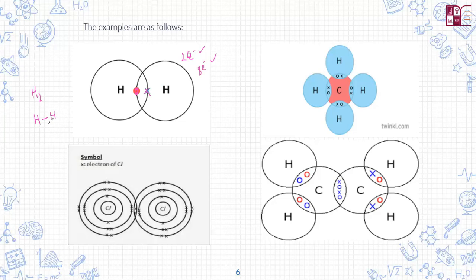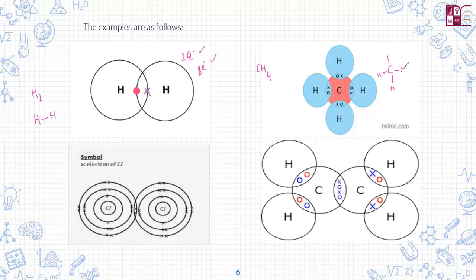Okay. Coming to the next example, the second one is CH4, which I just told you in my previous slide. This is methane, and carbon has four electrons in its outermost shell. It needs four more, so it will form single covalent bonds with the four hydrogen atoms. So it's going to be CH4, right?